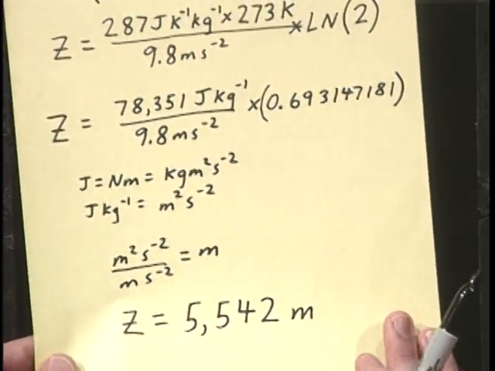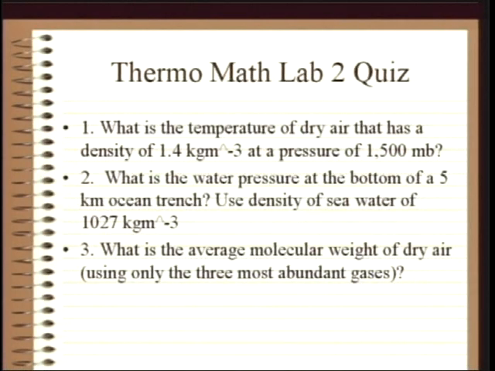Now on the PowerPoint, we're going to look at some example problems. So this is our Thermodynamics Math Quiz 2. And just as you did in the last lecture, you're going to want to write down these 3 questions that are being asked. Question 1, what is the temperature of dry air that has a density of 1.4 kilograms per meter cubed at a pressure of 1,500 millibars?